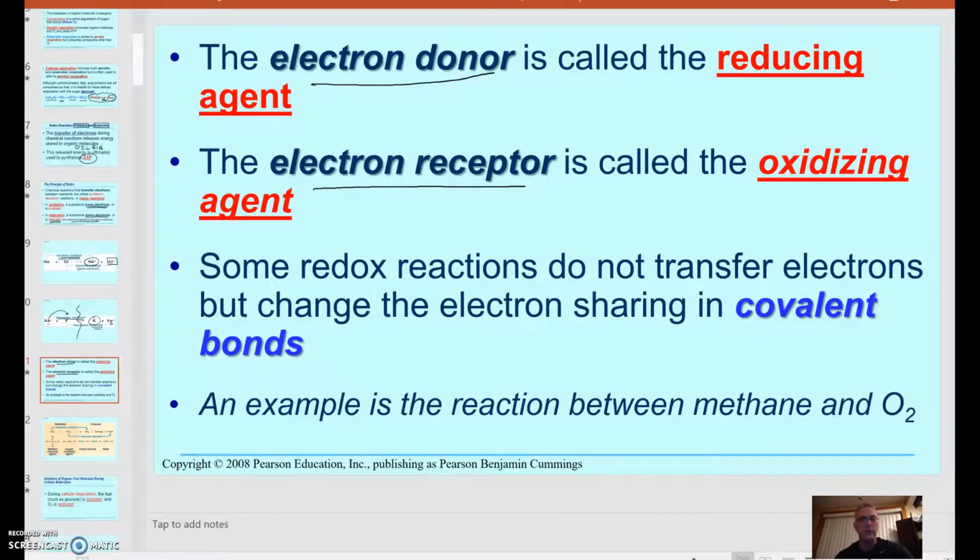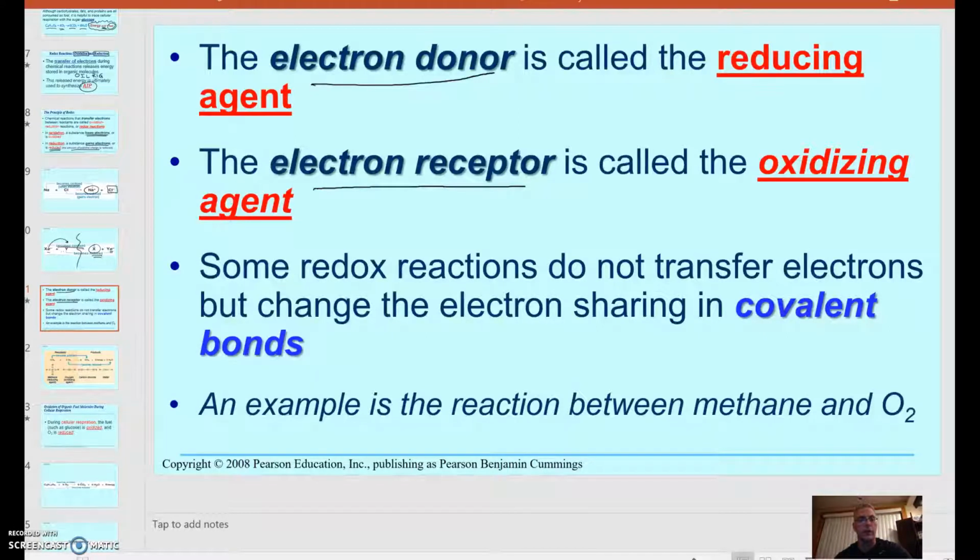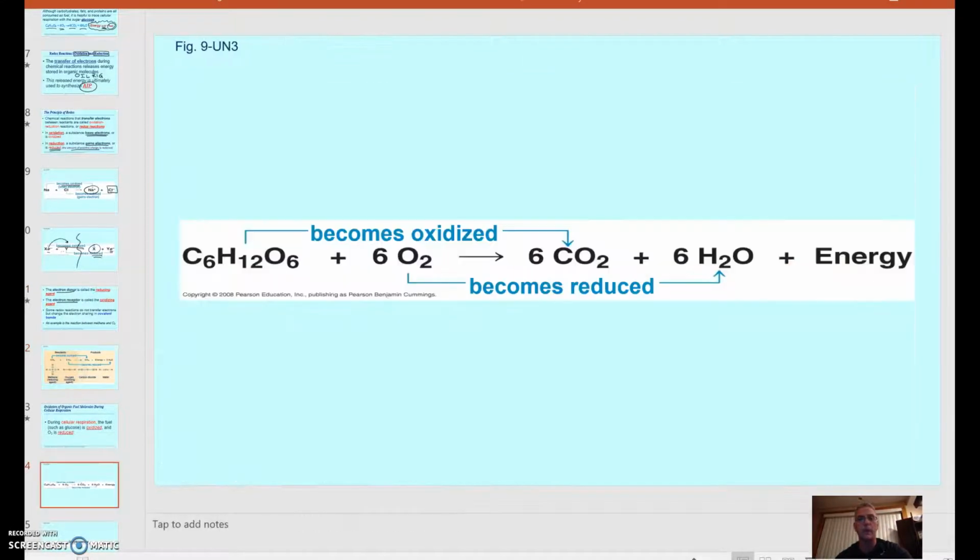Now, we can look at some other examples that kind of go along with this concept. Let's look at the main idea here, which is the cellular respiration formula. So we start off, and we see this over and over and over again. We have our organic molecule.